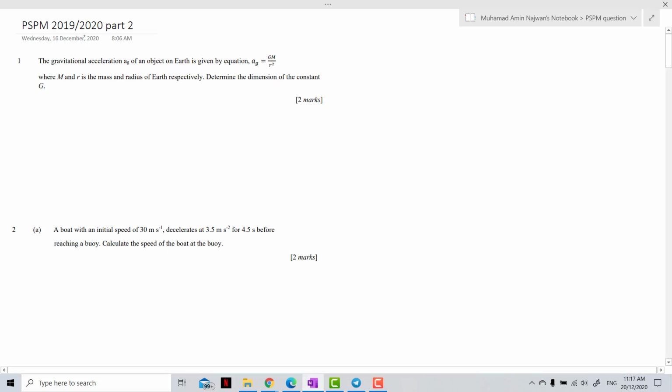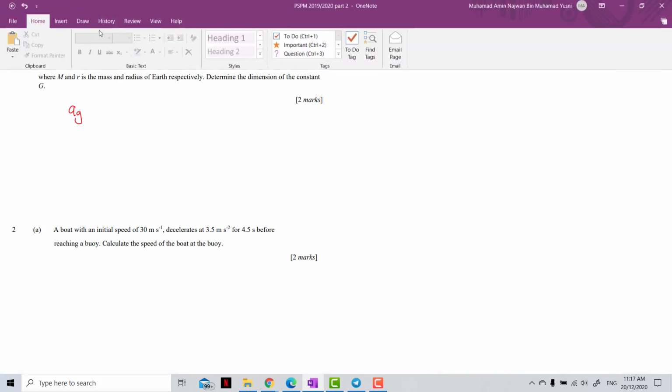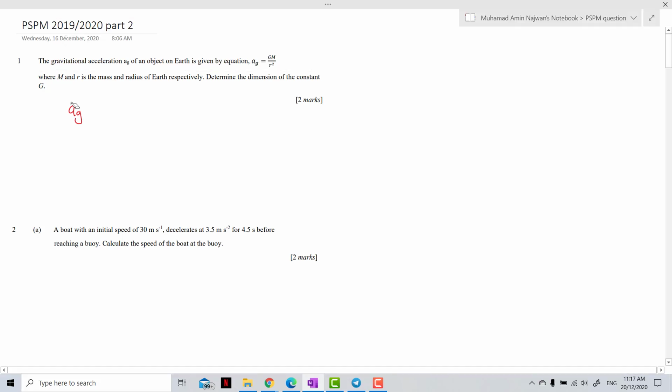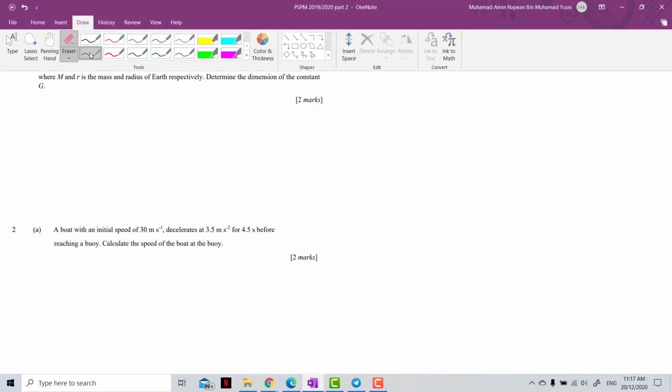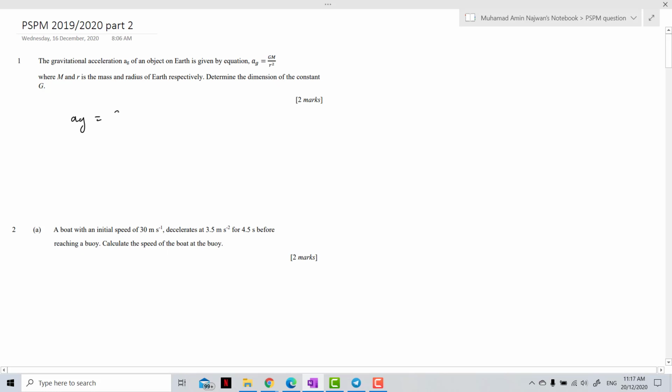Okay, so the gravitation, start question first. The gravitational acceleration of the Earth is given by the equation AG. Okay, padam. So, kita ada equation kita AG sama dengan GM over R square, where M and R is the mass and radius of the Earth respectively. Okay, so determine the dimension constant G.